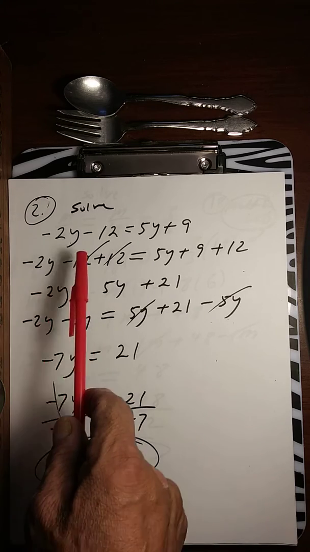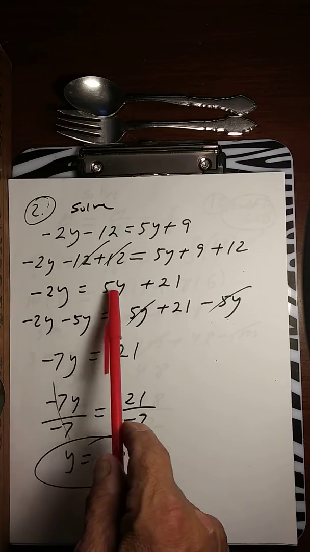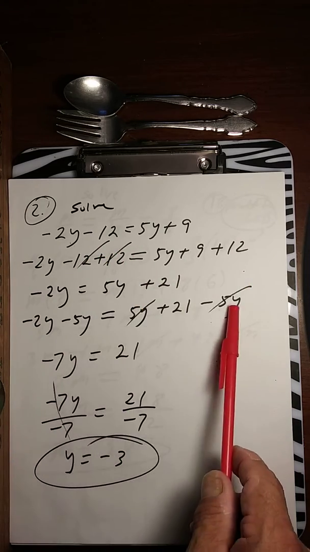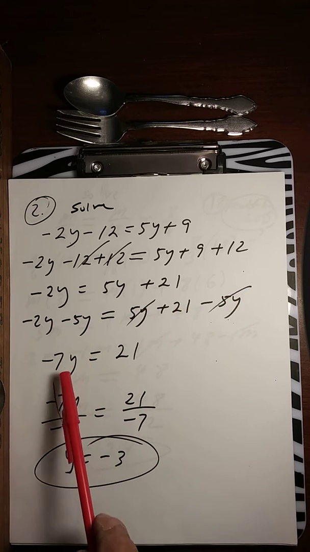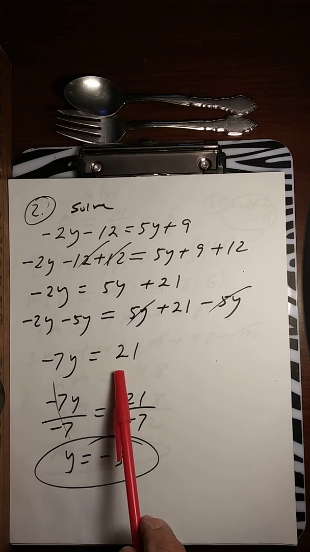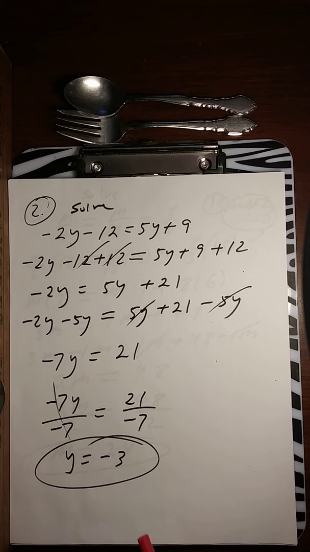Solve this one. Add 12 to both sides. This is gone. So -2y equals 5y plus that. And we go minus 5y. These are gone. So we have -7y equals 21. Divide by -7, divide by -7. So y is -3.